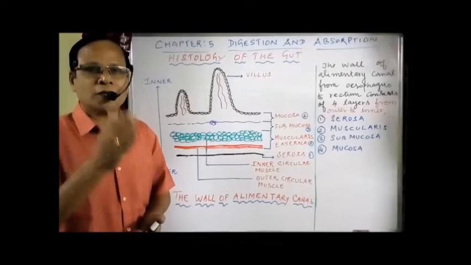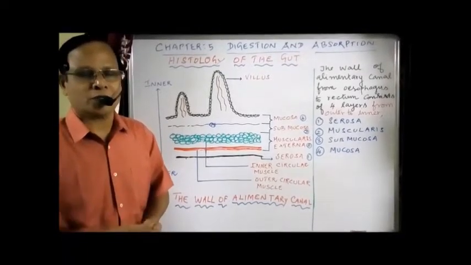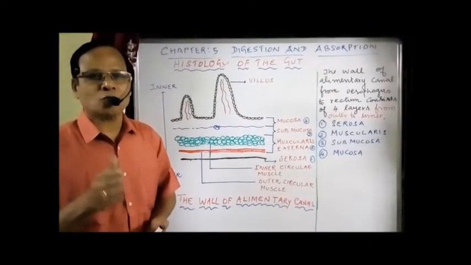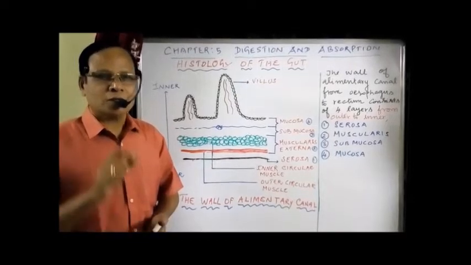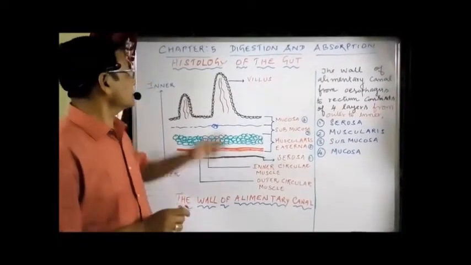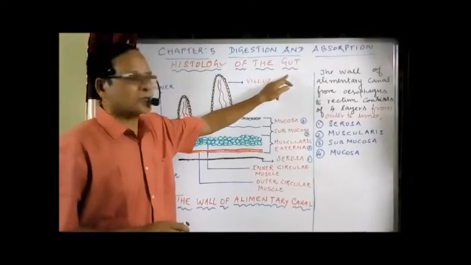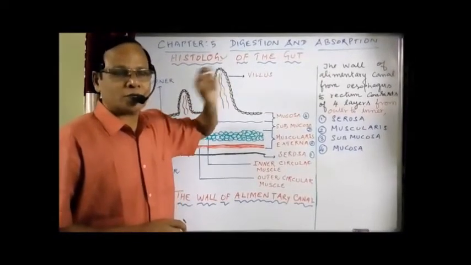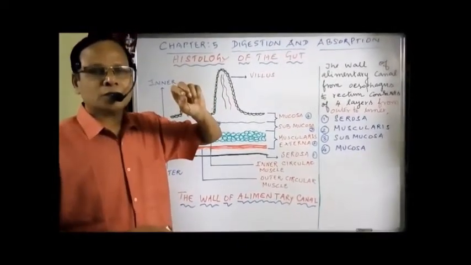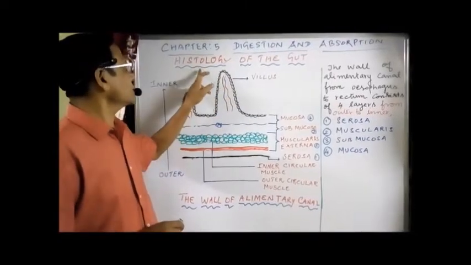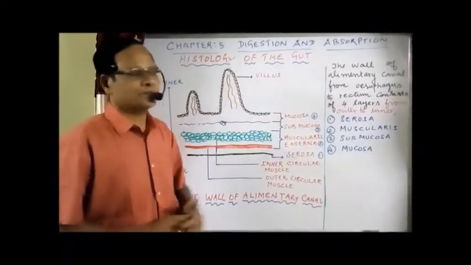That means what are the layers present in the wall of the alimentary canal? The tissues. That's why it's called the histology of the gut. Gut is a common name used for the alimentary canal. So the wall layers of the alimentary canal together constitute the histology of the gut.